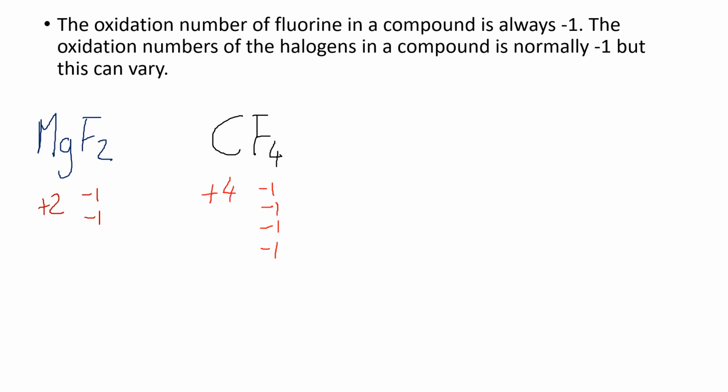When it comes to the halogens as a whole, so group 7, they are normally -1, but there are exceptions to that. There's quite a few different exceptions. So I wouldn't typically apply it as a rule. It's easier to apply one of the other rules and therefore work out what the halogen is last.